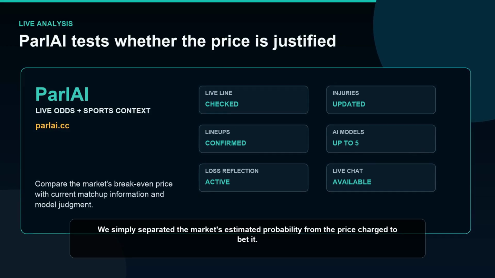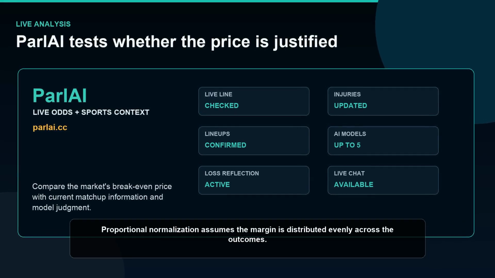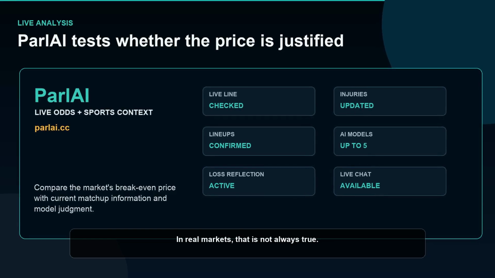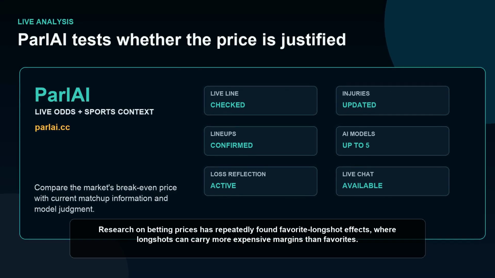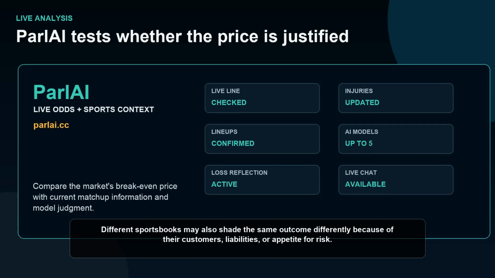Even this no-vig calculation needs context. Proportional normalization assumes the margin is distributed evenly across the outcomes. In real markets, that is not always true. Research on betting prices has repeatedly found favorite long-shot effects, where long-shots can carry more expensive margins than favorites.